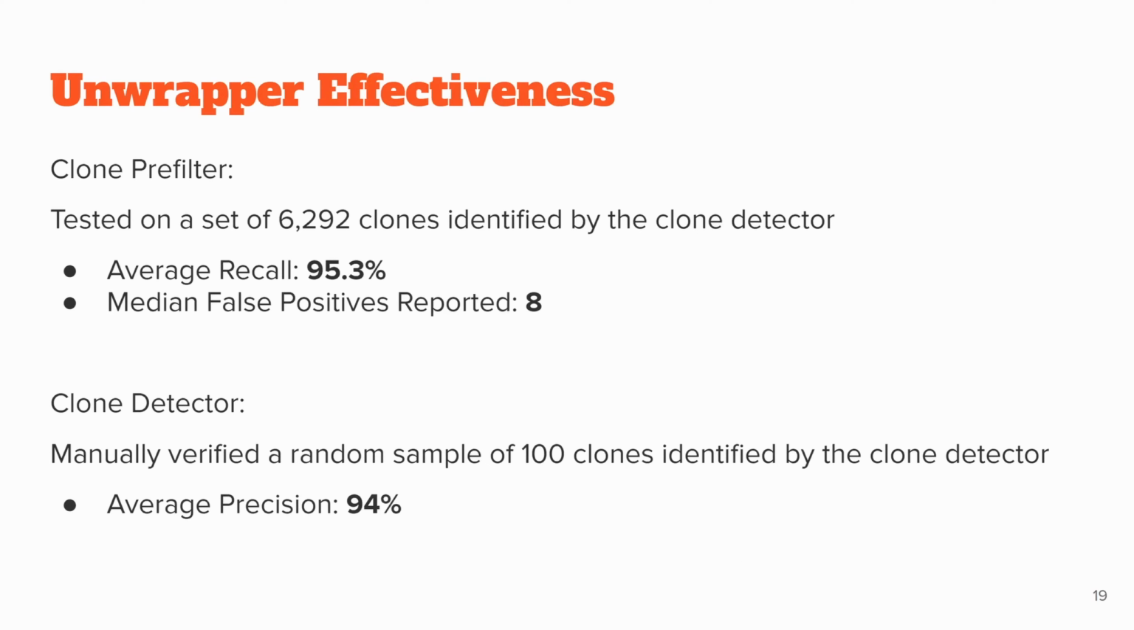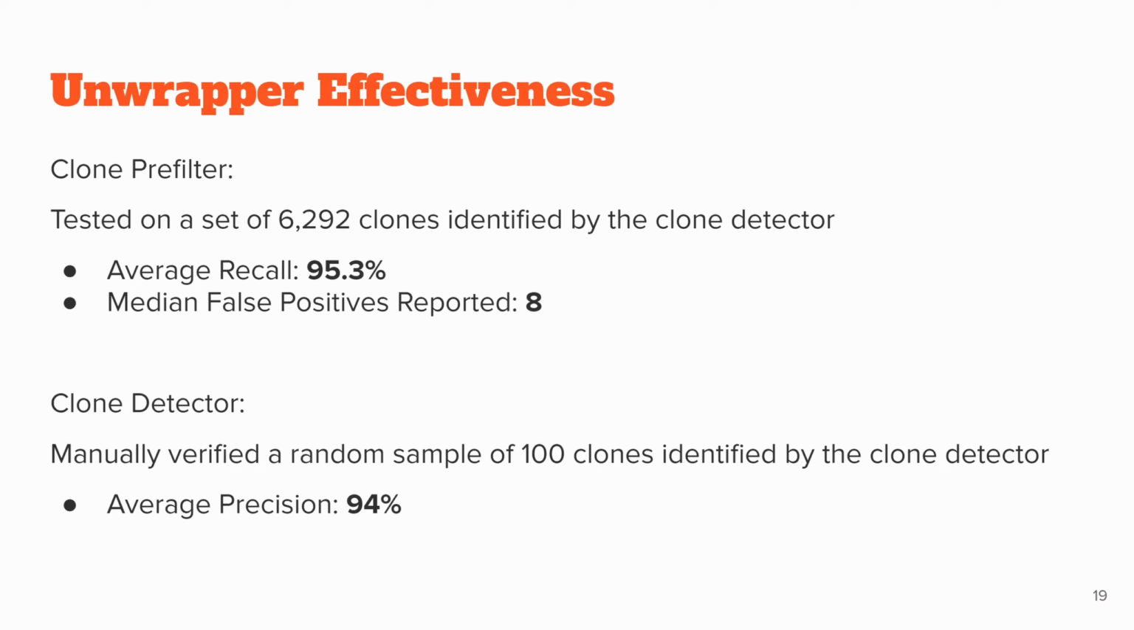We evaluate Unwrapper's effectiveness in detecting clones to verify that the system overcomes the challenges of ambiguity and complexity. The prefilter was evaluated using the output of the clone detector because the prefilter was designed to approximate the output of the clone detector. On a dataset of 6,292 clones identified by the clone detector, the prefilter achieves an average recall of 95.3% with a median of 8 false positives reported, meaning that it's typical for the clone prefilter to forward no more than 8 false clone candidates to the clone detector with a given input package.